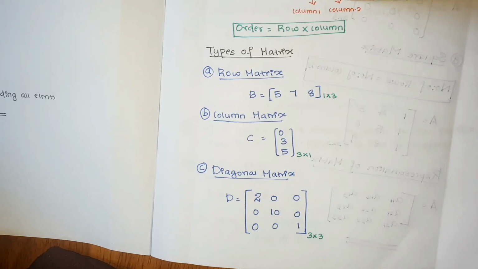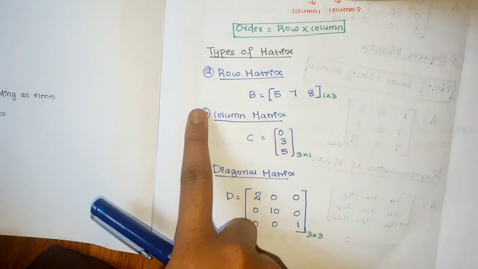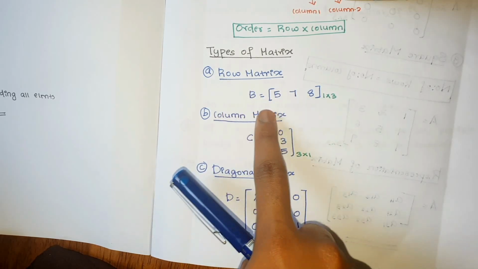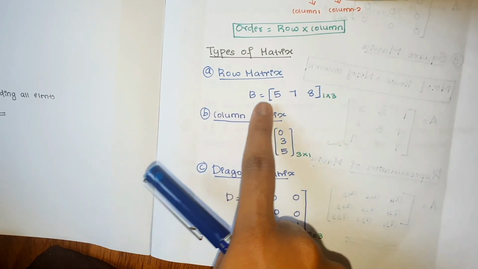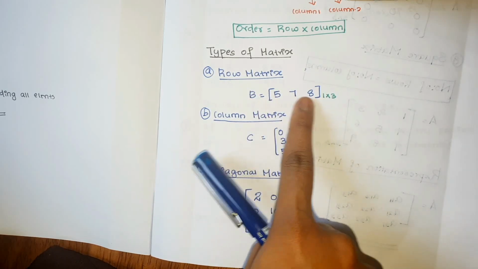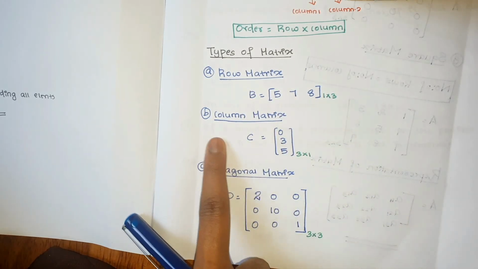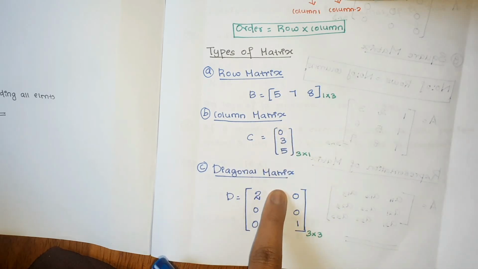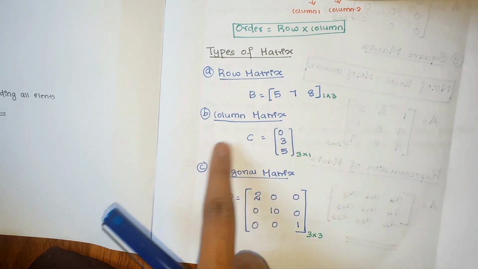Now let's study different types of matrix. The first type is row matrix. Row matrix means it has 1 row. Okay, here you can see a row matrix, it has only 1 row. Next is column matrix, it has only 1 column. That type of matrix is known as column matrix.